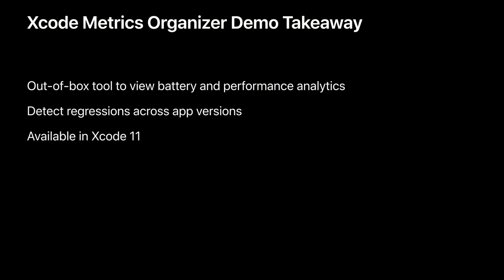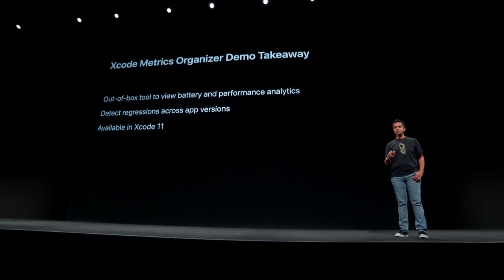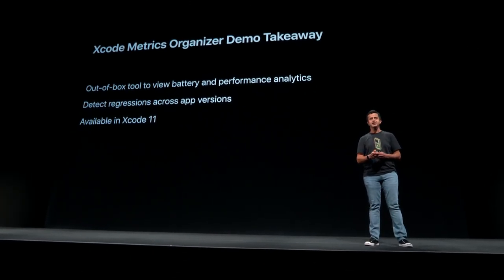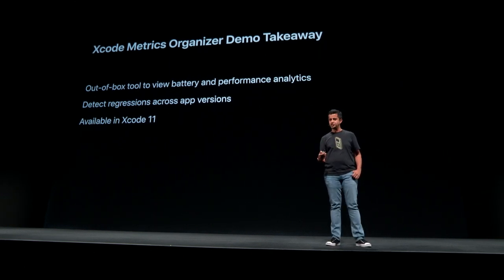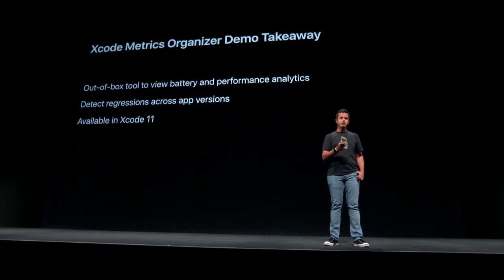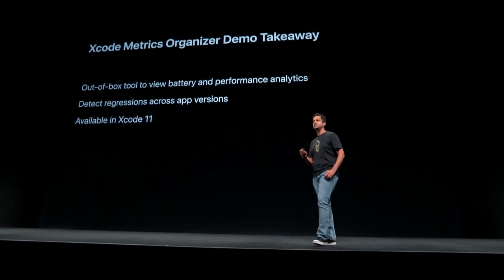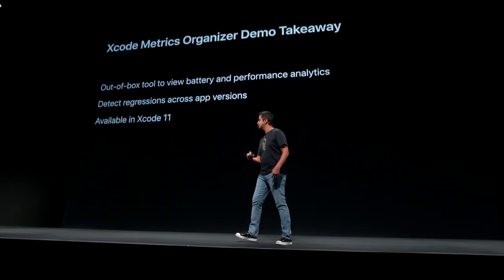Now, that was Xcode Metrics Organizer, an out-of-the-box tool to view your battery and performance analytics and start debugging the problems around high battery drain and performance, like high launch time. You can look at the data for the latest version of the app, compare it with the prior version, and create a baseline. And this tool is available today to you without any changes to your app or your development lifecycle. So please try to use it and let us know the feedback. Thank you very much for listening, and back to Phil.